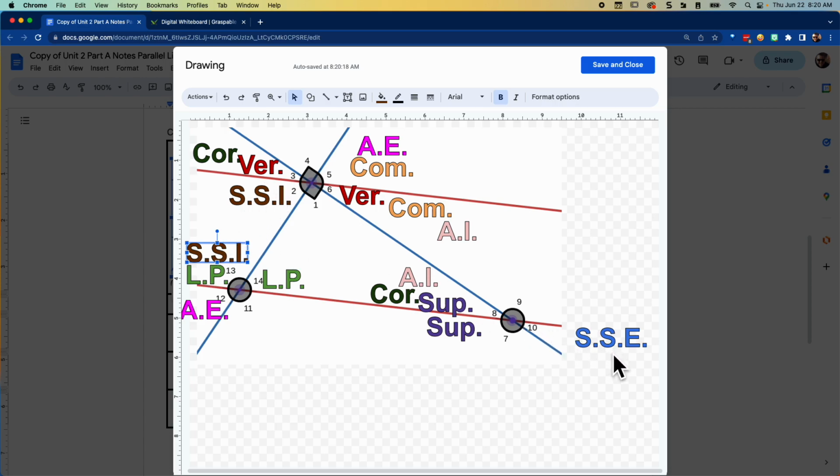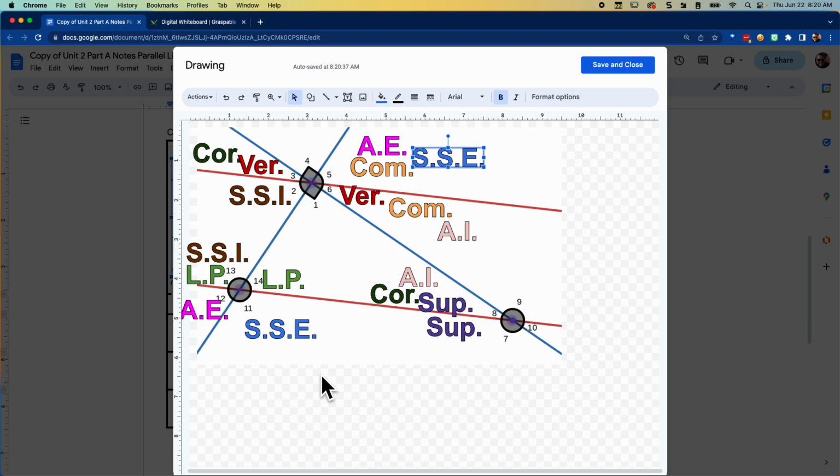Okay, same side exterior. I'm going to come over here and I'll put 11 is exterior. Well, what would be the same side of the blue line but outside the red lines? And that's going to be that up there, angle 5.